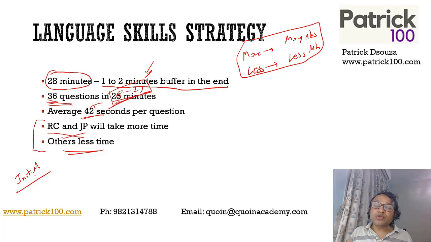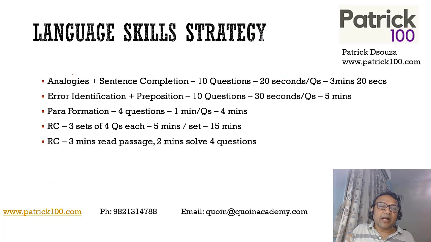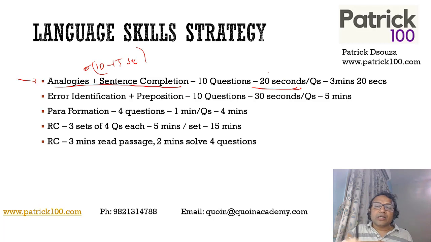Let's look at how I would go about solving a paper. This is a breakup. I know that analogies and sentence completion take the minimum time. Sentence completion is just one fill in the blank, and analogy is just one word. Technically, each question should not take me more than 10 seconds, maybe 10 to 15 seconds at most. I've still given you 20 seconds per question, but if possible, try to solve it earlier.